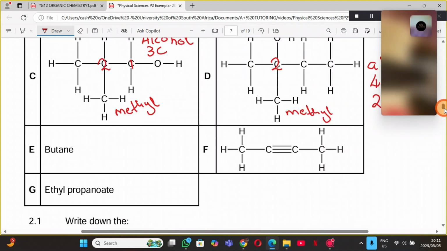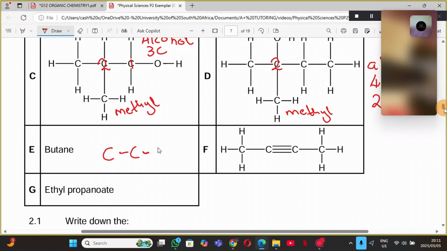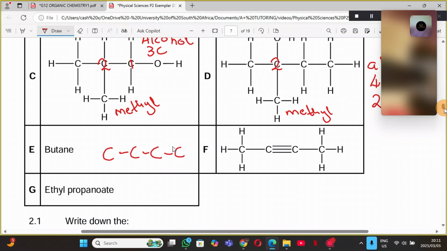Now we move on to our next one. So this one you're already given the name, right? Butane. We need to draw it. 1, 2, 3, 4. 4 carbons, no branches. So it's somewhat like this, with my lines being my edges, right? You don't have to write them out. Okay. Let's move on.